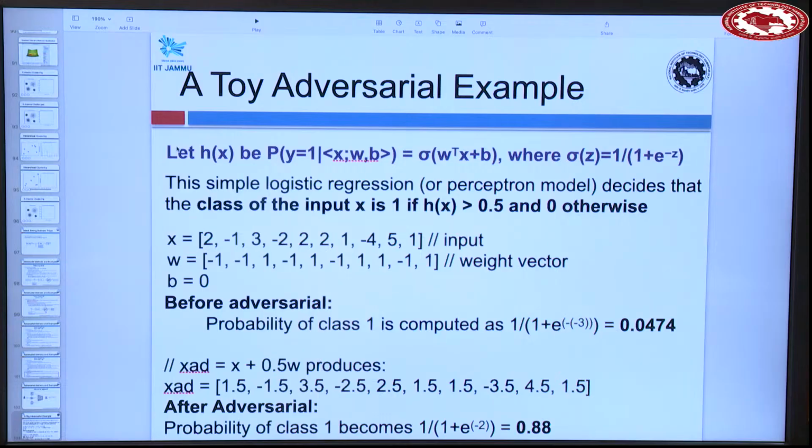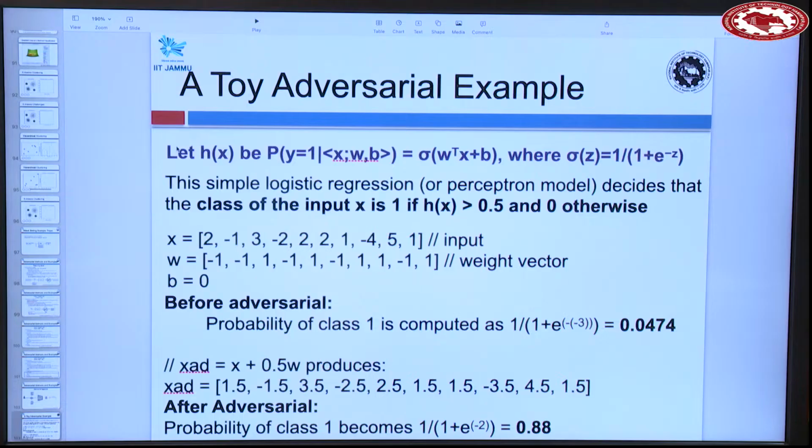If you compute it, the probability that you will get is 0.0474. So, the probability of class 1 is computed as this. It means that it is not in class 1, it might be the other class. It belongs to the negative class right now, because the probability is not greater than 0.5.